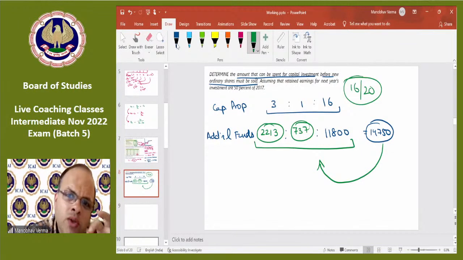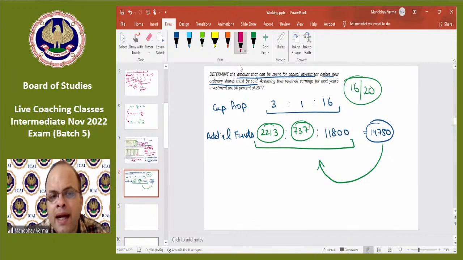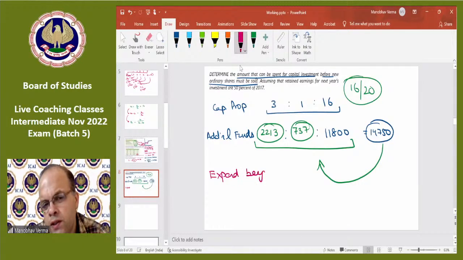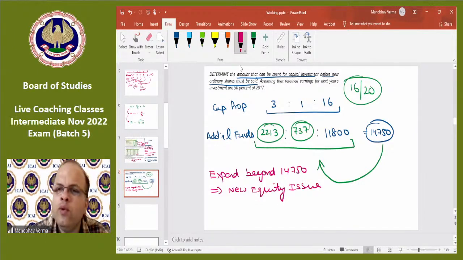So now you understood that since we get our retained earnings, until now beyond this 14,750, if I have to invest, I have to expand beyond 14,750. That means I will have to go for a new equity issue, because then I don't have retained earnings anymore. I do not have more retained earnings. Everyone with me on this?